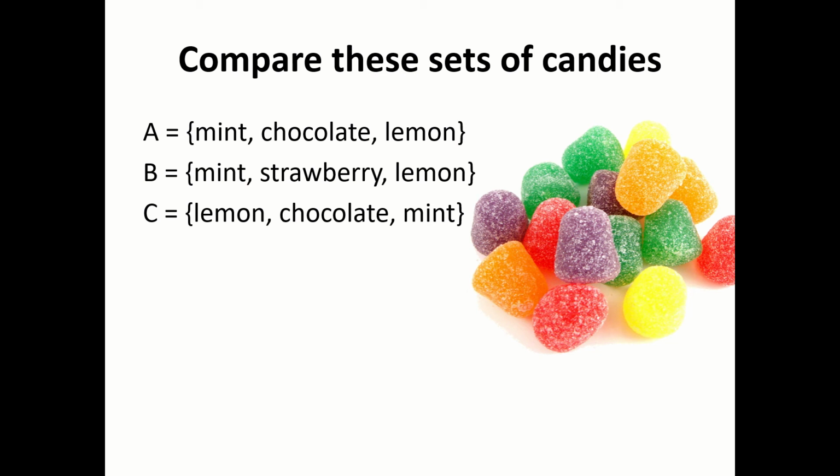So we have set A containing the elements mint, chocolate, lemon, and for set B, mint, strawberry, lemon, and set C containing the elements lemon, chocolate, and mint. So if you notice, all of these are sets of candies. But perhaps we're trying to make it more specific. So let's say among the list of set of candies, A would be the favorite set of candies of Leslie. Let's say B is for Jason, and then C is for Azul.